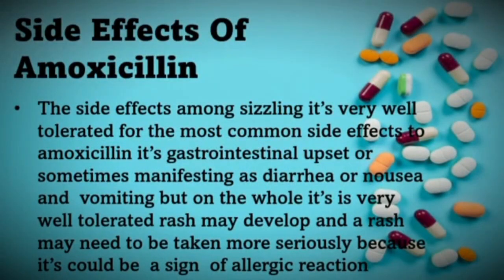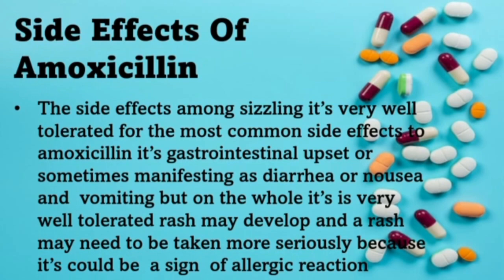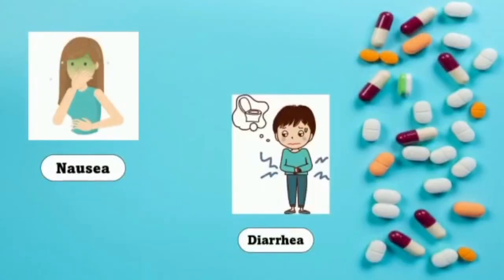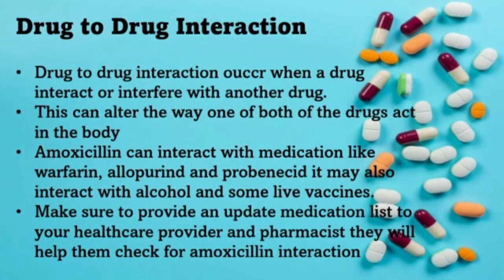Side effects of amoxicillin. Amoxicillin is very well tolerated. The most common side effect is gastrointestinal upset, sometimes manifesting as diarrhea, nausea, and vomiting. But on the whole it is very well tolerated. A rash may develop. A rash may need to be taken more seriously because it could be a sign of an allergic reaction. Drug-drug interactions.